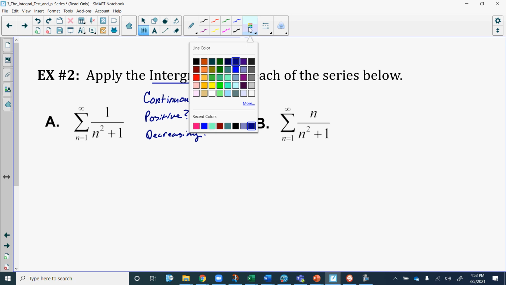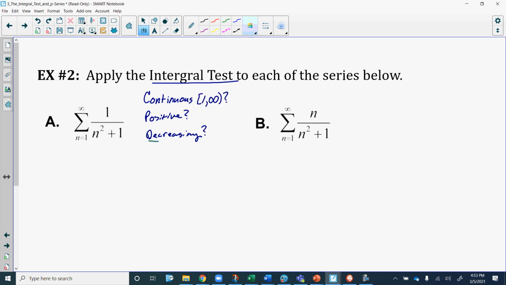Now the one thing that I'm going to point out here is whether it's decreasing. We can look at the numbers of the actual sequence itself, or we can look to see, is the derivative of that function going to be less than 0? If I look at it in terms of a function and take the derivative, if it's going to be negative, that will allow us to know that the sequence itself is decreasing also. Okay. So is it continuous?